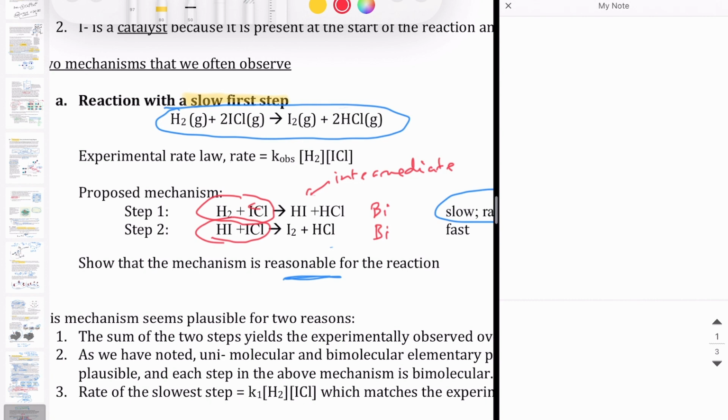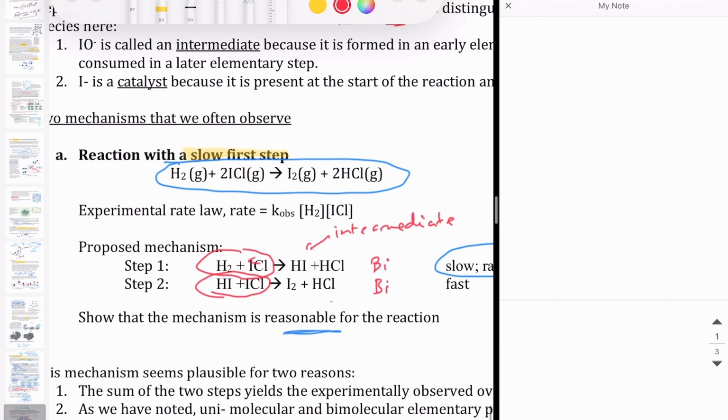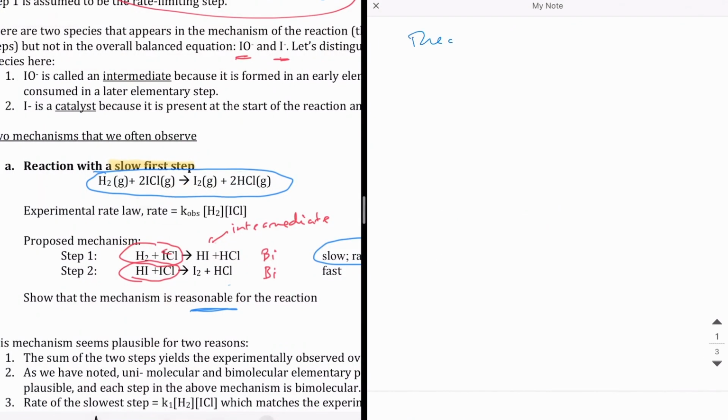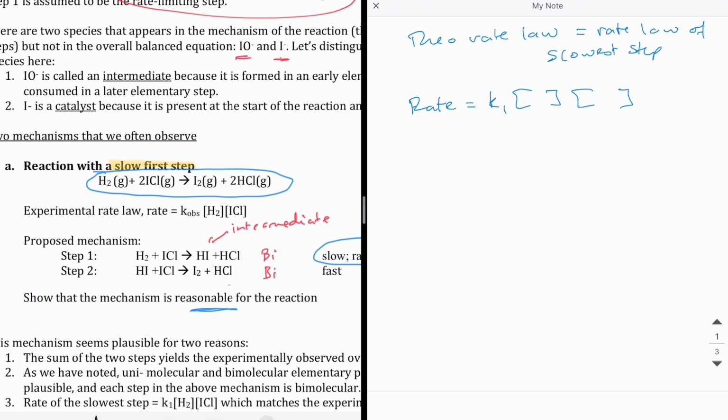Let's go to the third one, which is usually the hardest one, and that is to get a theoretical rate law and then show that that theoretical rate law matches the experimental rate law. So remember how we derive the theoretical rate law. It is going to be the rate law of the slowest step, okay? Since our slowest step is step 1, all we need to do is write a rate law based on step 1. And that would just be rate equals k. The k for step 1 is just going to be called k1. It's the rate constant for step 1. And it will be the concentration of the reactants that are in step 1. And we have two of them. We have H2 and we have ICl.